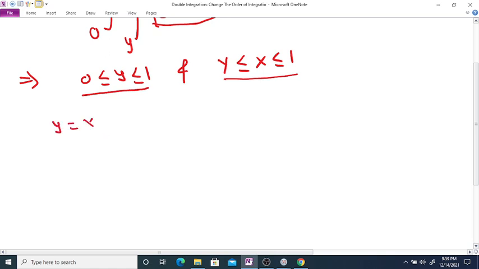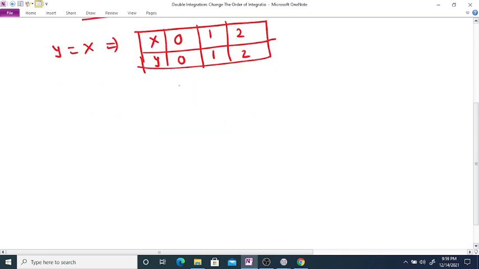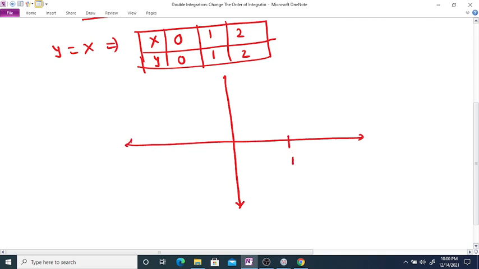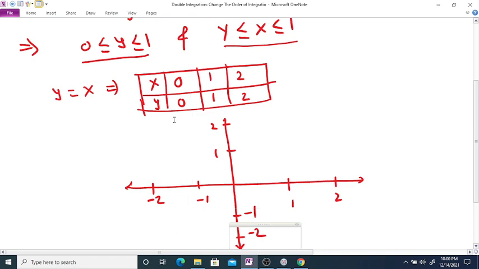So y equal to x, we know that this is an equation of a line passing through the origin. If we consider 2 to 3 points, (x0, y0), (x1, y1), (x2, y2), and draw the graph using the given information, then we get the axes marked 1, 2, minus 1, minus 2. First we want to draw y equal to x.